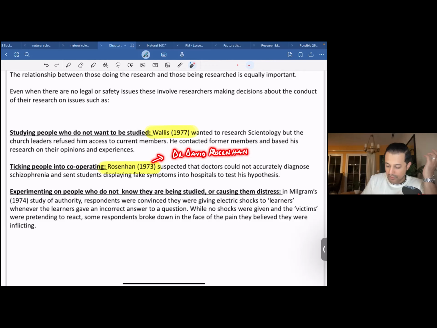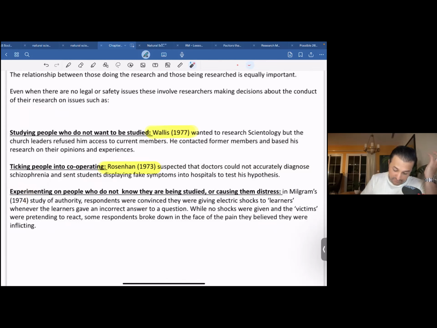He wanted to figure out if psychiatrists or mental hospitals were capable enough of distinguishing or figuring out the sane from the insane, right? The hypothesis he had, or what he suspected, was that doctors could not accurately diagnose schizophrenia, a mental illness, and he sent students displaying fake symptoms into hospitals to test his hypothesis.